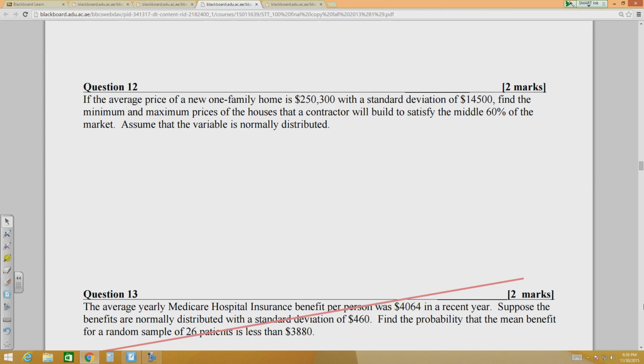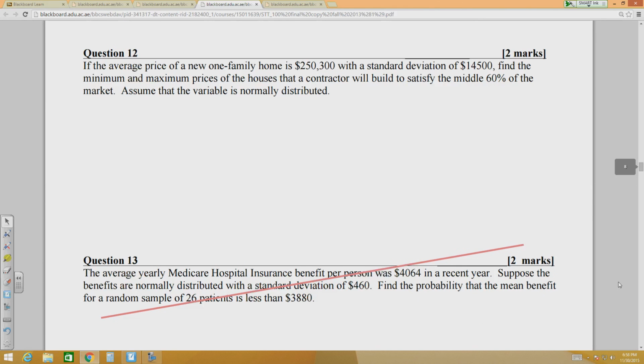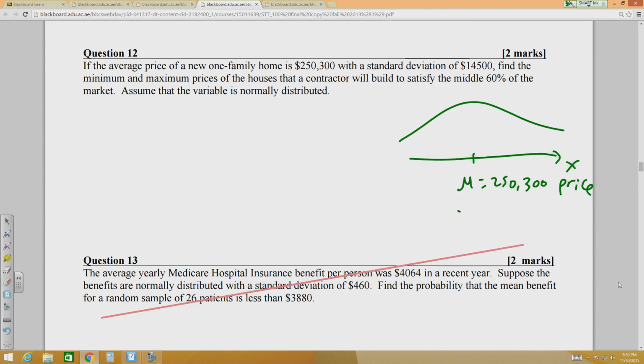So we have now a price, our variable. We're going to make a small graph of how it looks. This is the price, x, and the mu in the middle is actually 250,300, and the standard deviation sigma is going to be 14,500. Find the minimum and maximum prices of the houses that the contractor would build to satisfy the middle 60% of the market. 60% of the market means 60% of the prices. Where is the middle 60% of the prices?